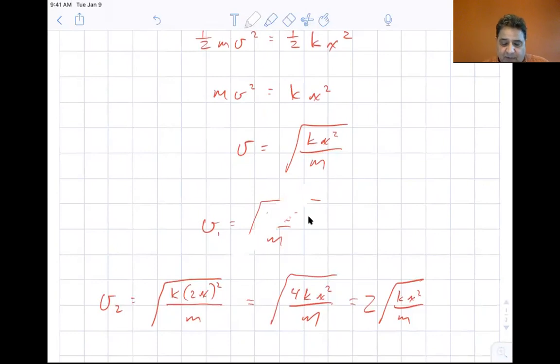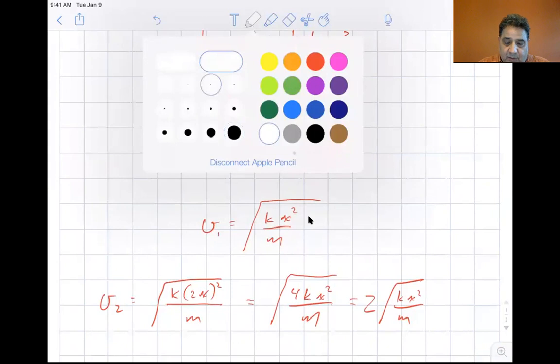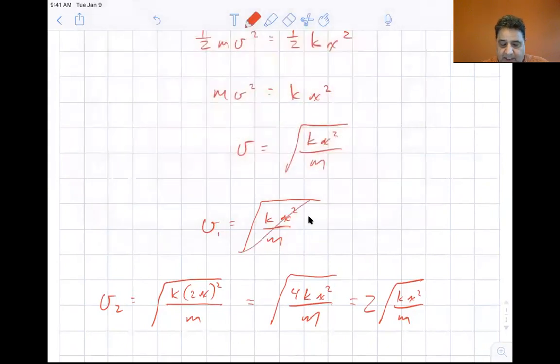And you can see that this and this are the same. So v2 is twice the velocity of v1. So there's an explanation of why it's double.